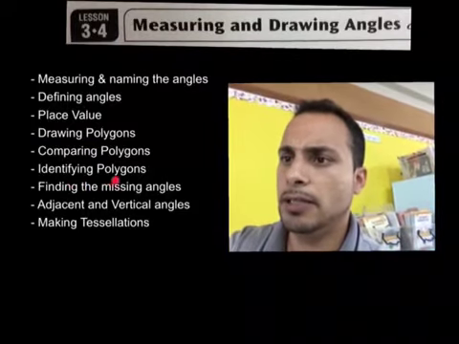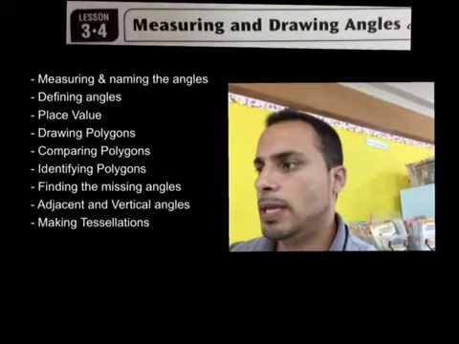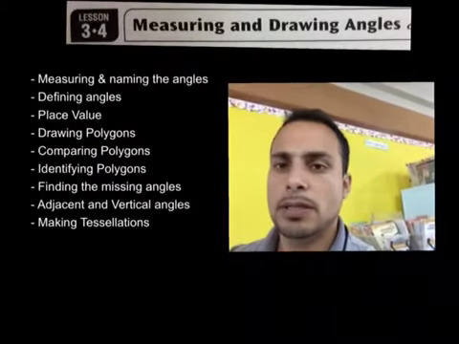Identifying polygons. What's a hexagon, a pentagon? What is a rhombus?